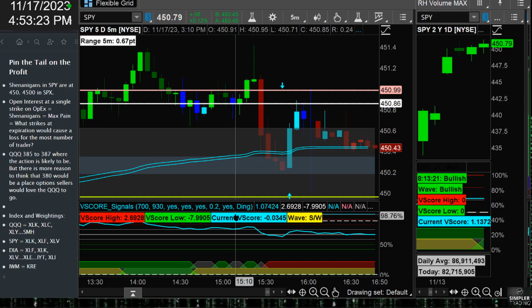Pin the tail on the profit is the title that we came up with. Shout out to Corey, one of our members, who said, Rog, I want to know how you pin, if you're going to pin. How do you figure it out? Pin the tail on the profit. Here we go. So shenanigans are going to erupt on options expiration Friday. The way that we did this in the SPY, you'll see shenanigans, right? Where is the open interest liquidity? What is going to be that gravitational pull?